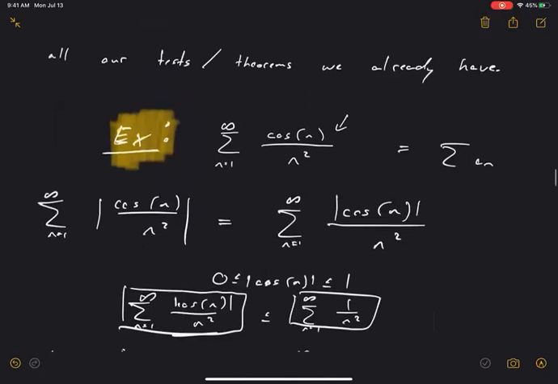We had to take several steps. We had to look at the absolute values and then do a comparison test, but this is still all by definition. We're looking at this series of absolute values and determining if it's convergent or divergent. In this case, it's convergent.